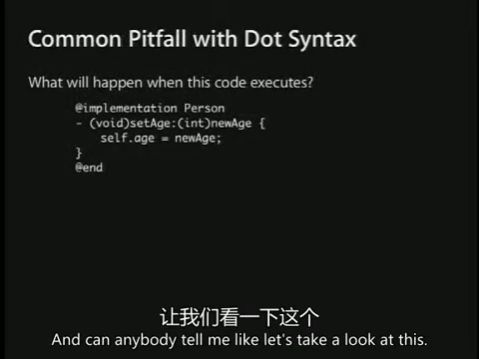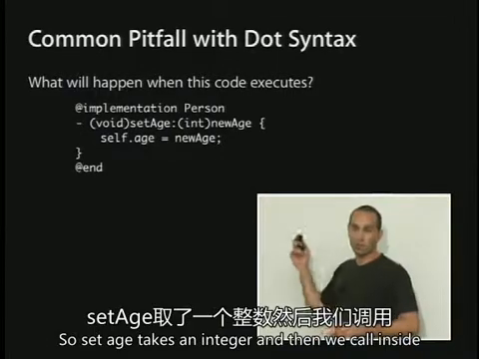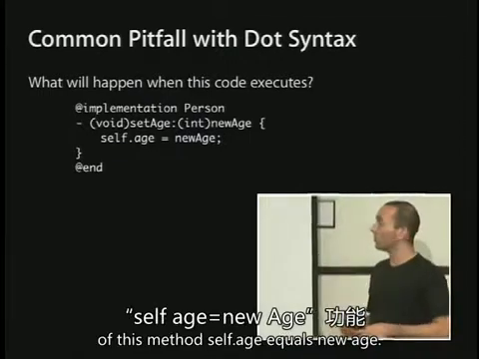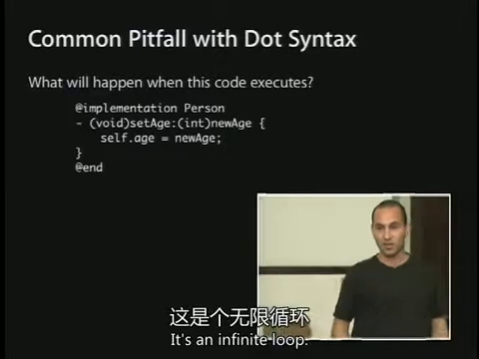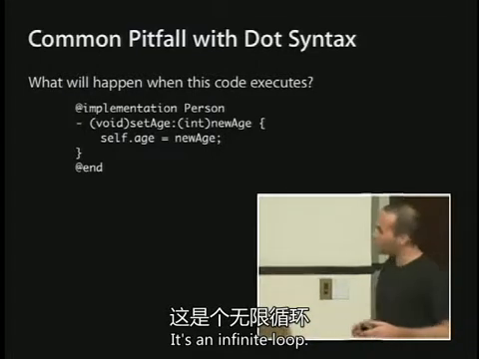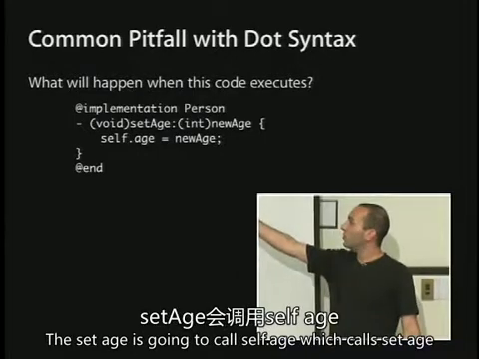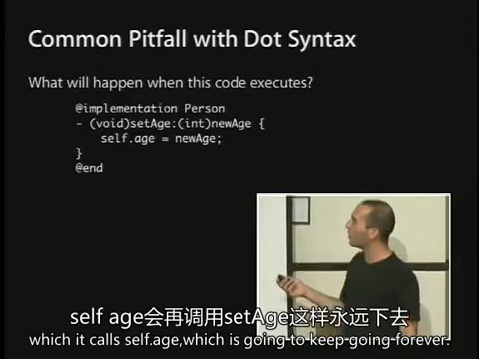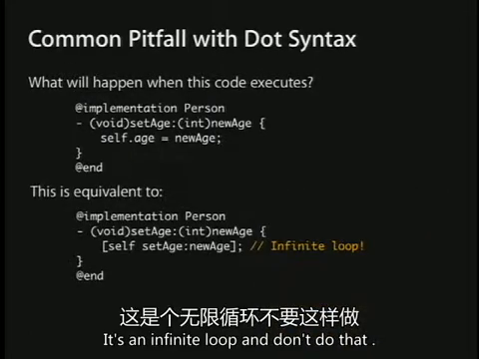Can anybody tell me, let's take a look at this. setAge takes an integer, and then inside of this method we call self.age equals newAge. Can somebody tell me what's going to happen? Yes? It's an endless loop. Right, it's an infinite loop. setAge is going to call self.age, which calls setAge, which calls self.age. It's going to keep going forever. It's an infinite loop, and don't do that.